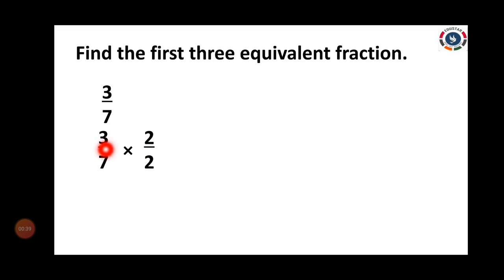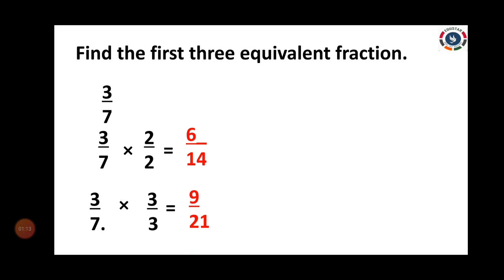So 2 by 2. Now you multiply: 2 3s are 6 and 7 2s are 14. So 6 by 14. Then you write the same value 3 by 7, and what do you want to multiply by? 3 by 3. Next value. Okay, multiply by 3. First we multiplied by 2, next we multiply by 3. 3 by 3. 3 3s are how much? 9. 7 3s are 21. So 9 divided by 21.